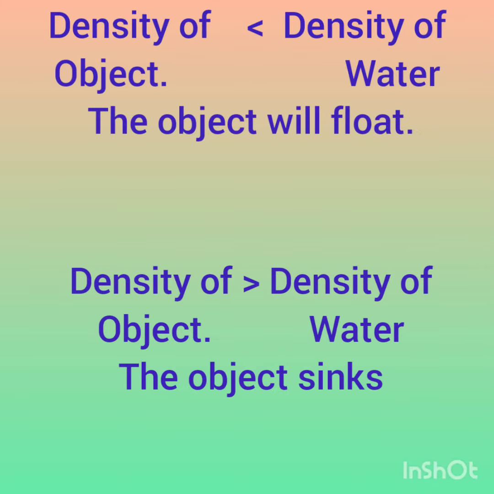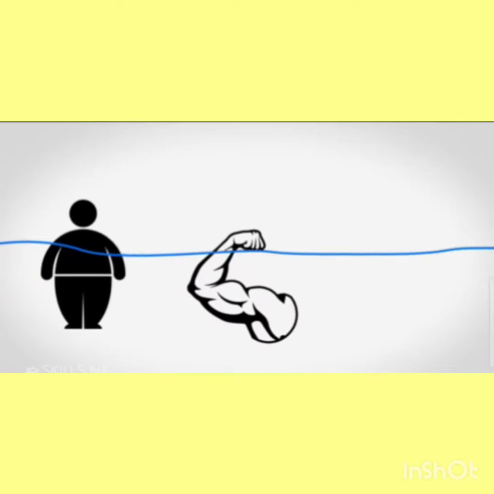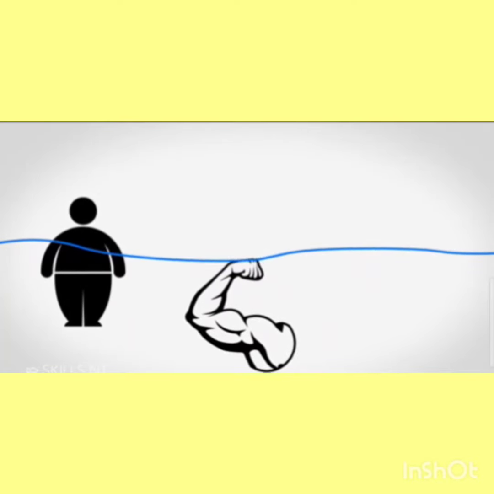If the density of an object is less than that of water, then the object will float. If the density of an object is more than that of water, then the object will sink. So, a fat person floats whereas a muscular person sinks.